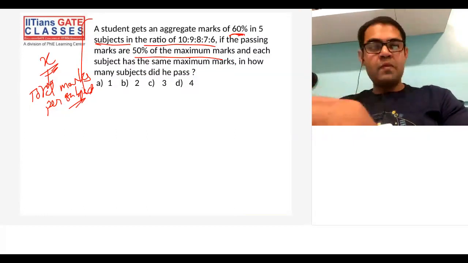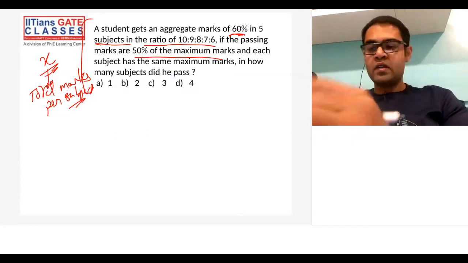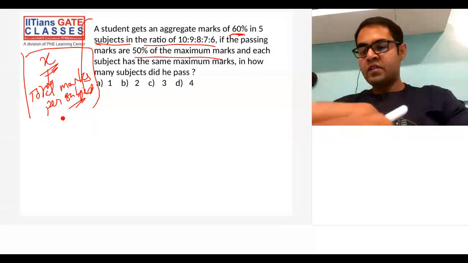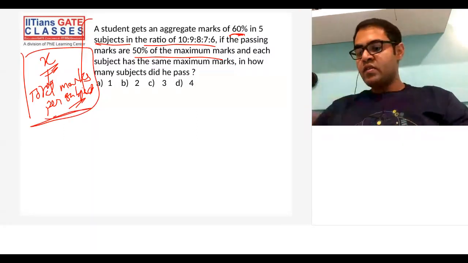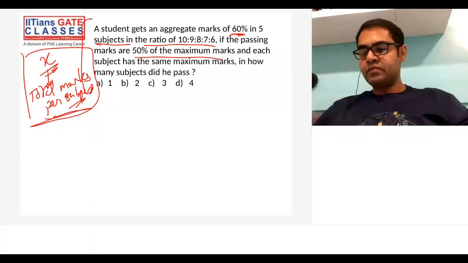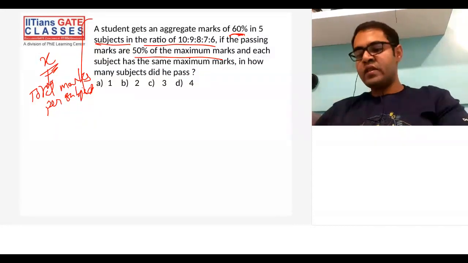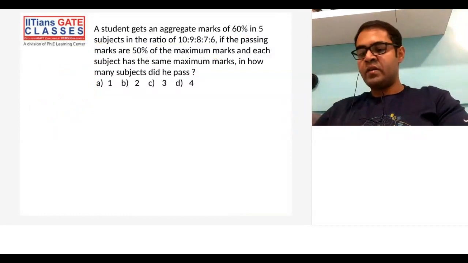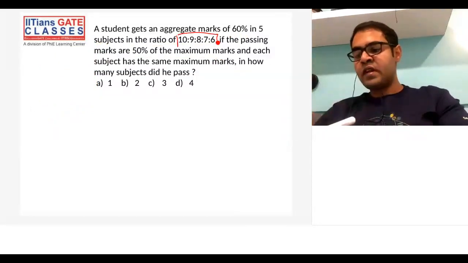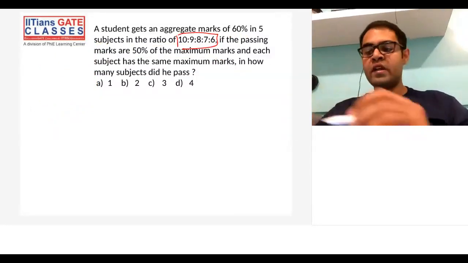So that means he got how much marks? X is the total marks per subject. Okay, so this assumption. Oh wait. Instead of going this way, I'll tell you a better way. So what would be the better way? First try to find the ratio of this. First try to solve this ratio.